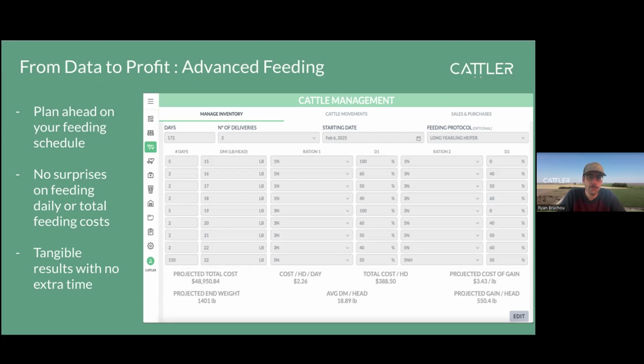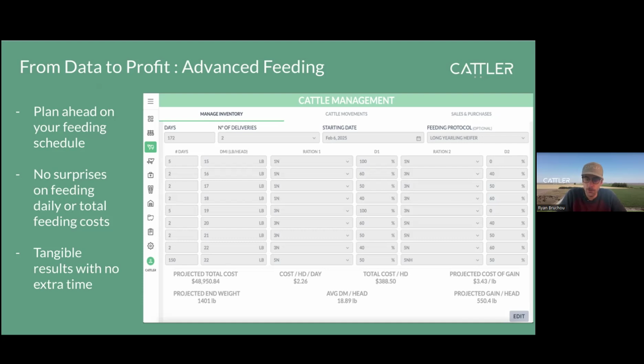This is my end projected weight according to the NRC model, which in Cattler you can use either the NRC model or put in your own weight plan. So it's just you saying what you believe the animals will weigh, but on the average daily gain. But most importantly, being able to understand and go deep into, okay, what's the projected cost of gain? What is my cost per head per day going to be?